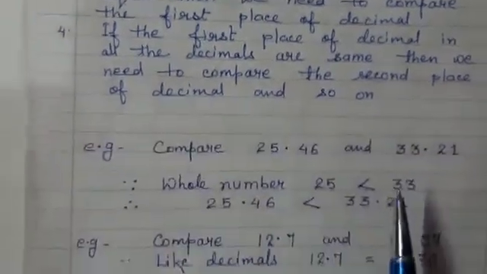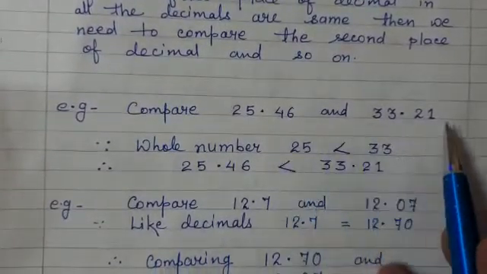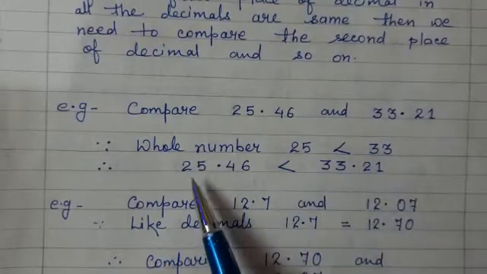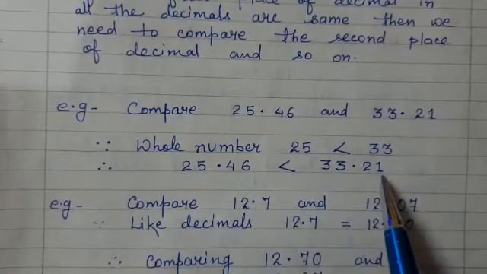Now look at the example. Compare 25.46 and 33.21. Here the whole number 25 is lesser than 33. Therefore, we can say that 25.46 is lesser than 33.21.